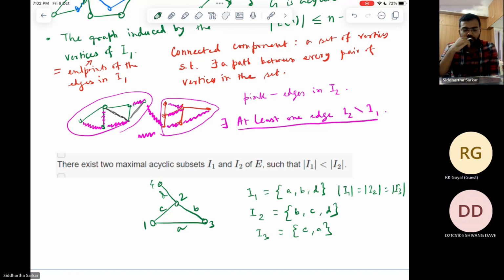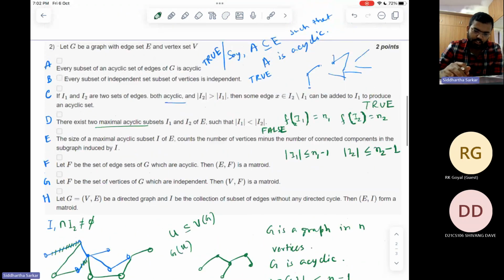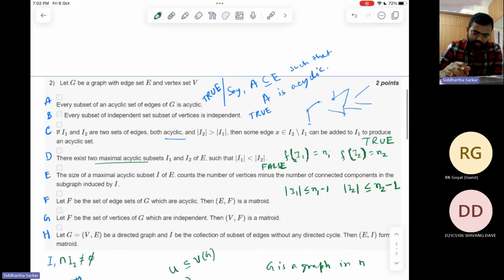Oh, I see. So maximal means that is the maximum number of edges you can add without creating a cycle. Yeah, okay. So we haven't proved it; we have an intuition that the maximal acyclic subsets should be of the same cardinality, but we haven't proved anything. Let's try to prove why this is false.